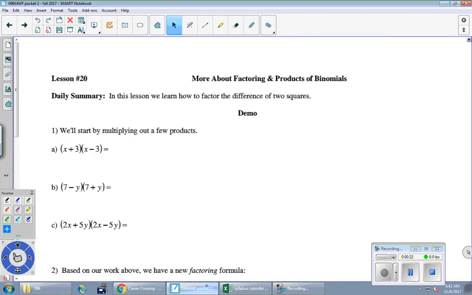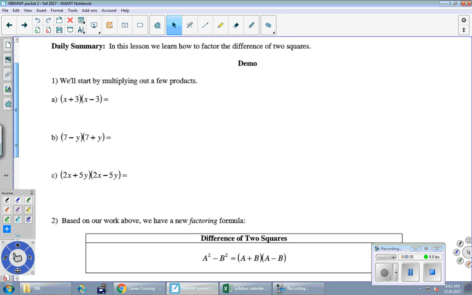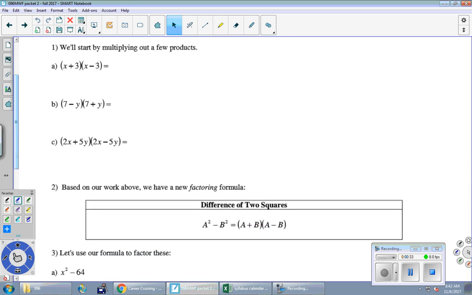Okay. So here we are with our daily summary. In this lesson, we learned how to factor the difference of two squares. Let's start by multiplying out a couple of products. Let's do this first one: x plus 3 times x minus 3. So I'll do the lobster claw thing here. You could also think of it as FOIL, or you could draw a box if you want to.